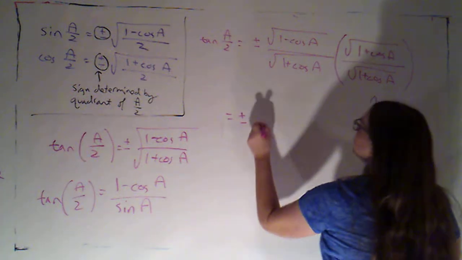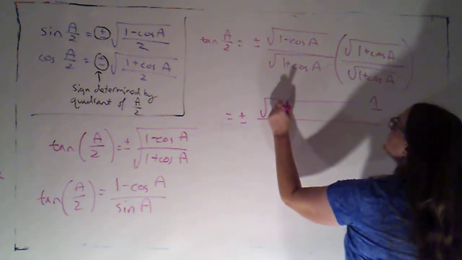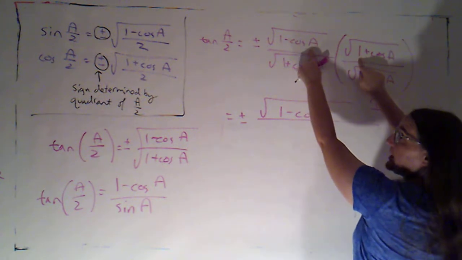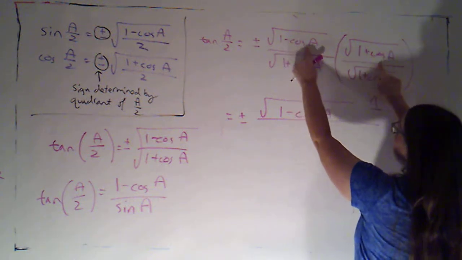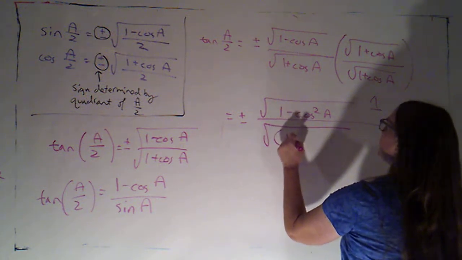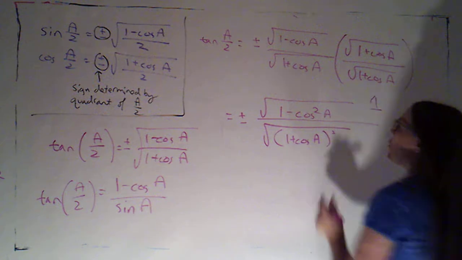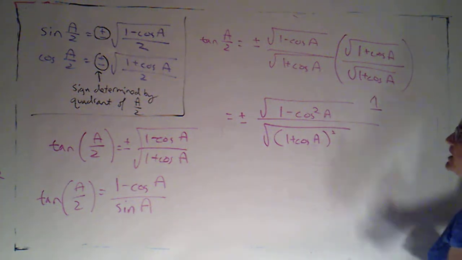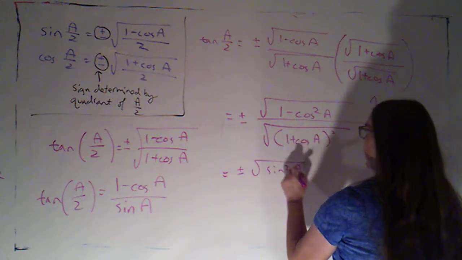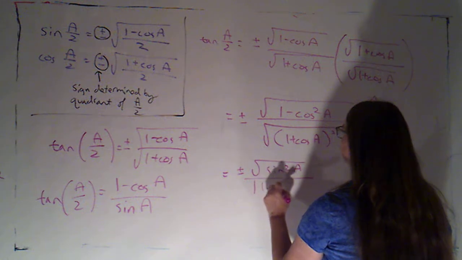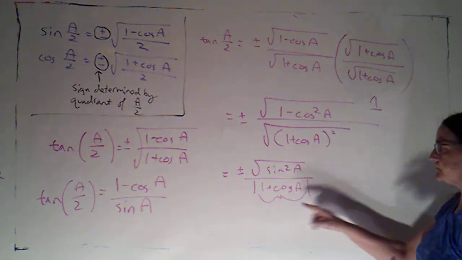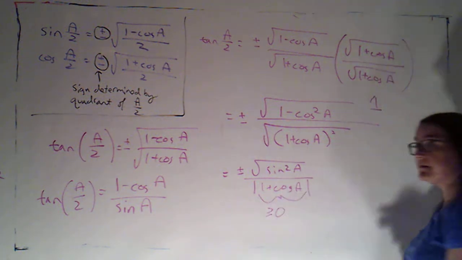So I'm going to get plus or minus. On top, I'm going to have the square root of 1 minus cosine squared A. Because again, outsides and insides will cancel, and when I FOIL, my first terms are 1, and my last terms are minus cosine squared A. On the bottom, I'm going to have the square root of 1 plus cosine of A, quantity squared. So that becomes plus or minus the square root of, again, sine squared A over the absolute value of 1 plus cosine of A. But this is always going to be bigger than or equal to 0.